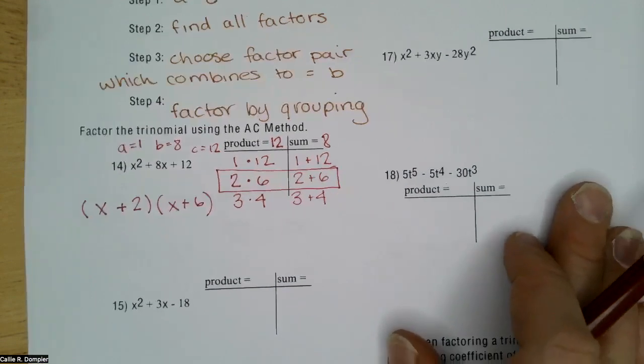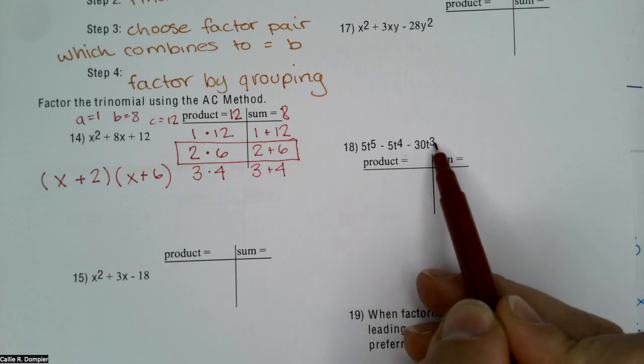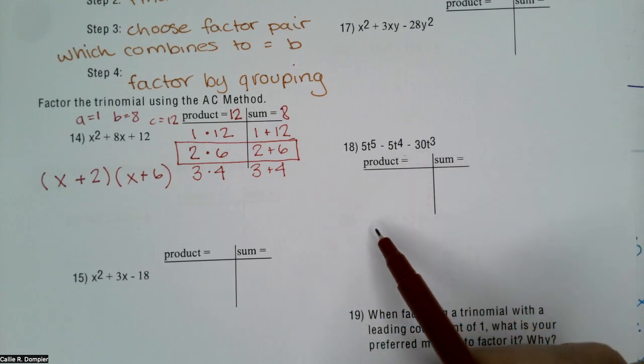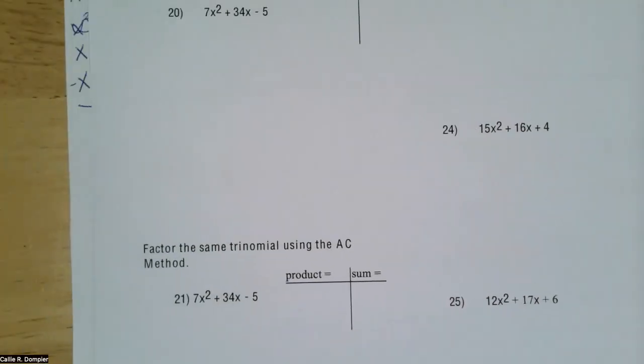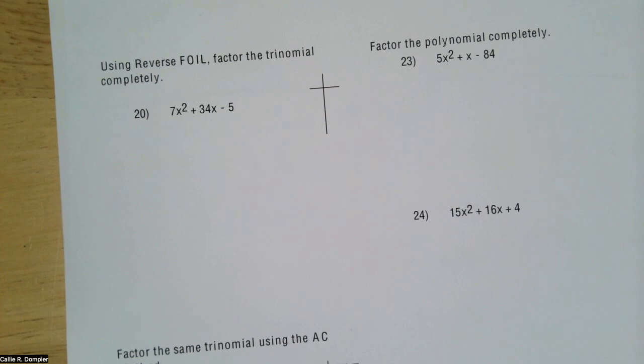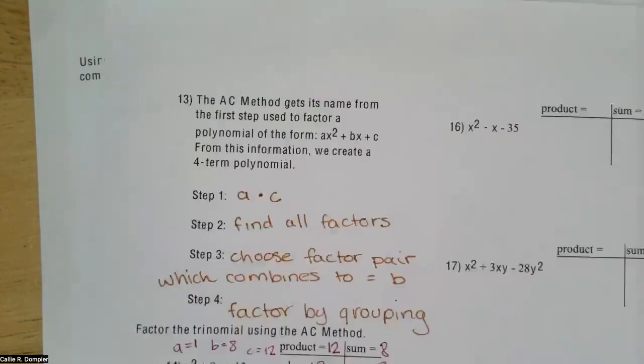Once we get to terms like 5t to the 5th minus 5t to the 4th minus 30t to the 3rd, not even the 5 is a prime number. Once we get to something like 24, maybe, the actual AC number.